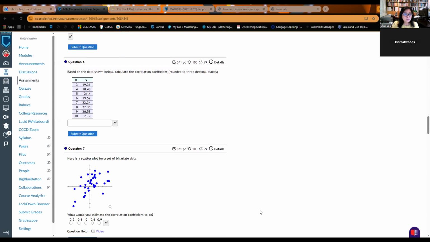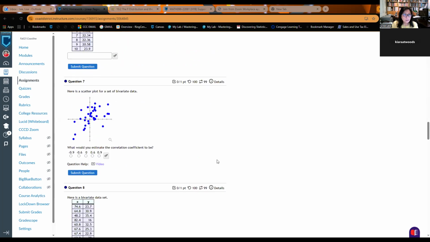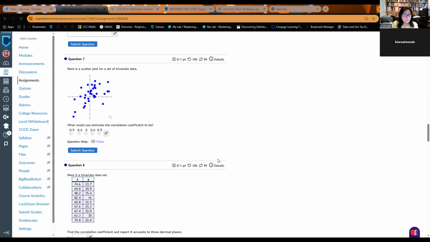Next one is to calculate the correlation coefficient. So we will do the same thing we did earlier, just looking for R. And remember to round to 3 decimals. So we do the same thing as we did earlier. Okay, so we skip this one. Let's go to number 7.